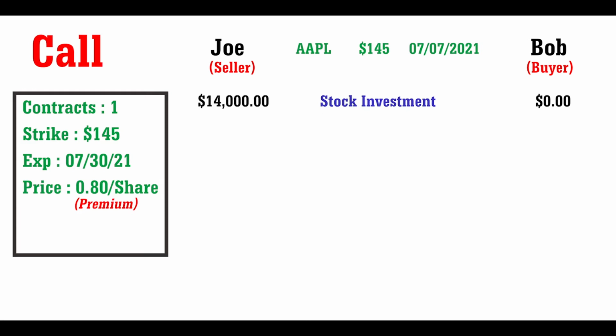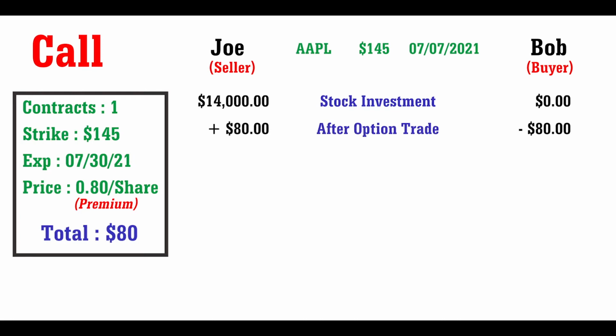Since each contract represents 100 shares, the price of this contract will be $80. So if Joe is able to sell this contract, he will receive $80, and now he's obligated to sell his shares of Apple at $145 by July 30th if the buyer of this option decides to exercise this contract. Now let's see what happens to Bob, the buyer of this contract. Bob paid $80 to Joe in order to acquire this contract. Now Bob has the right to buy 100 shares of Apple at $145 on or before July 30th.